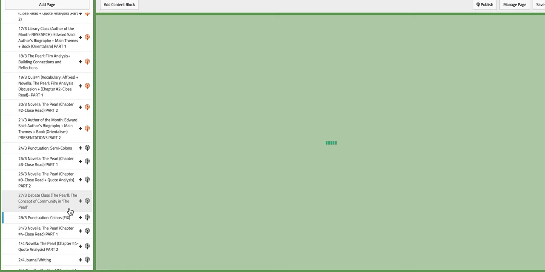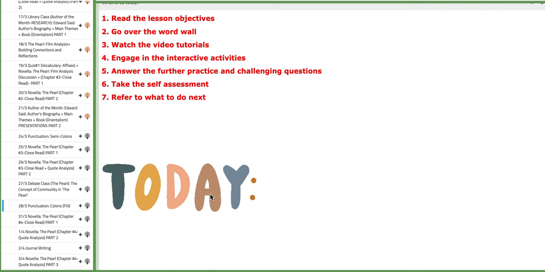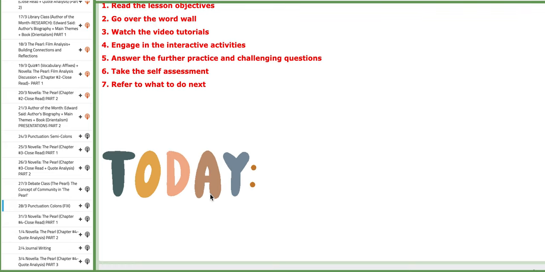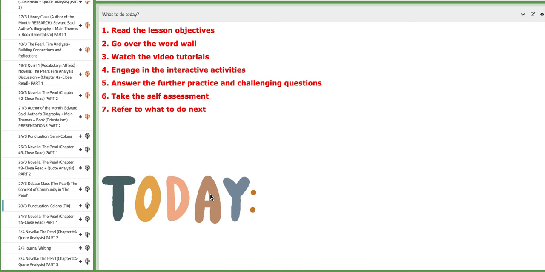On the last day of this week, which is the 28th, we are going to introduce the new grammar topic, which is colons.